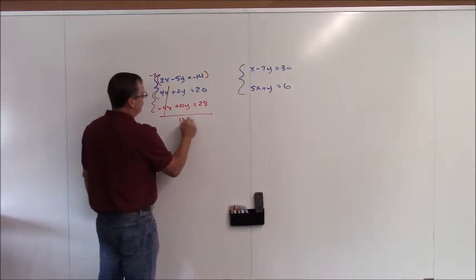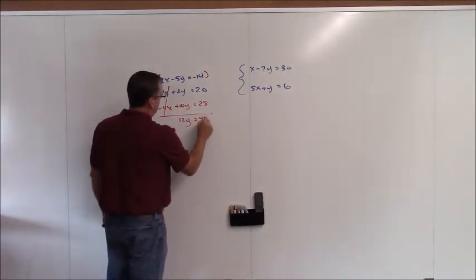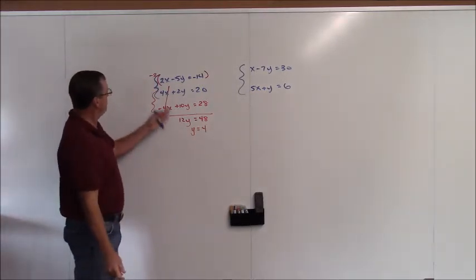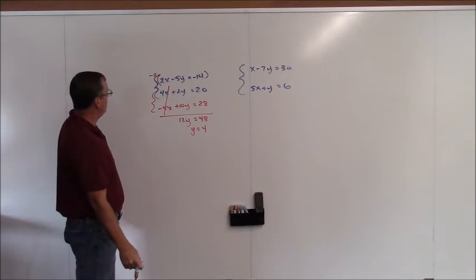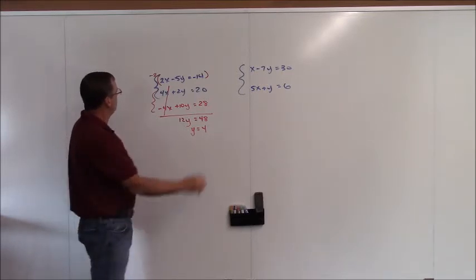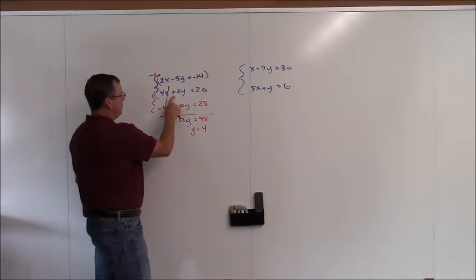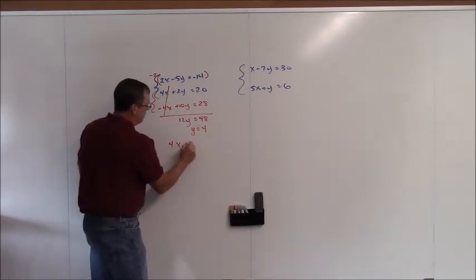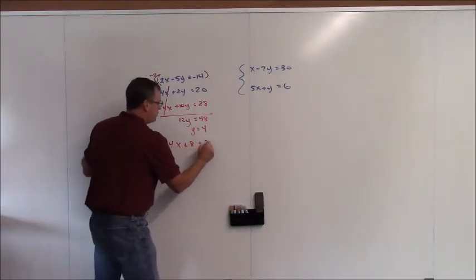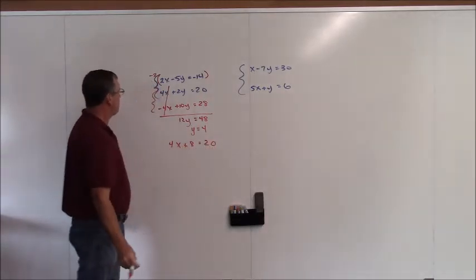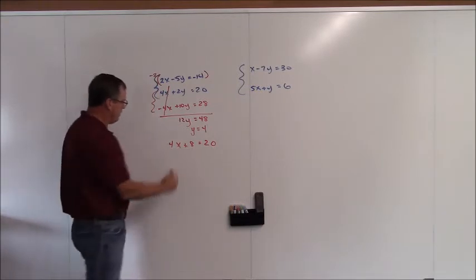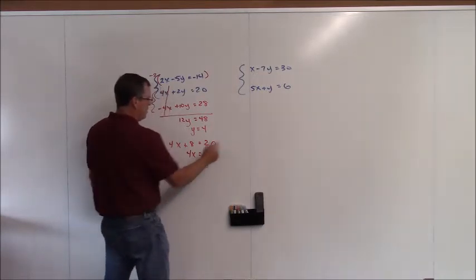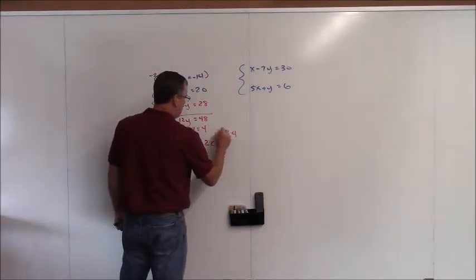Add here you get 12y, add here you get 48. Divide by 12, we get y is equal to 4. And so now we just plug it back into either one of those to find the x value. So let's see, since everything's positive here, I'm going to go with this equation. So 4x plus 2 times 4, that's 8, equals 20. And so if I subtract 8 from both sides, I get 4x equals 12. Therefore, x equals 3. So my answer is 3, 4.